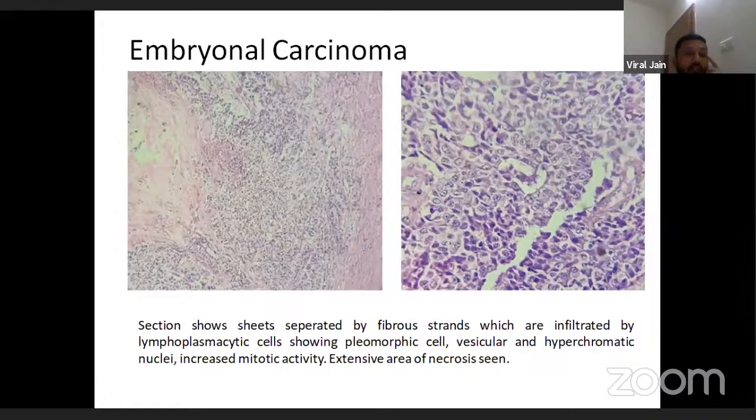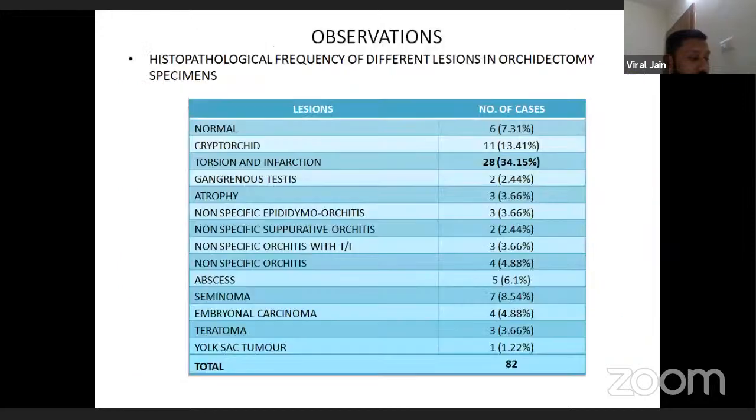These are the photomicrographs for adrenal carcinoma. This section shows sheets separated by fibrous strands, which are infiltrated by lymphoplasmacytic cells, showing pleomorphic cells, vesicular and hyperchromatic nuclei with increased mitotic activity. There is an extensive area of necrosis also seen.